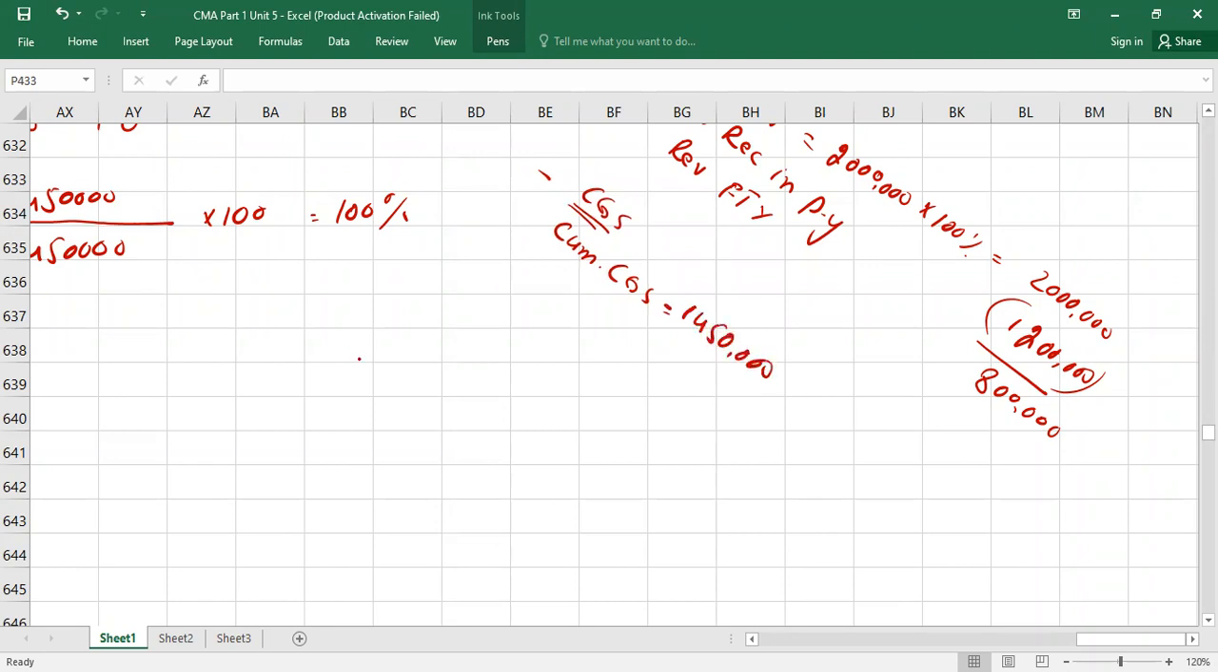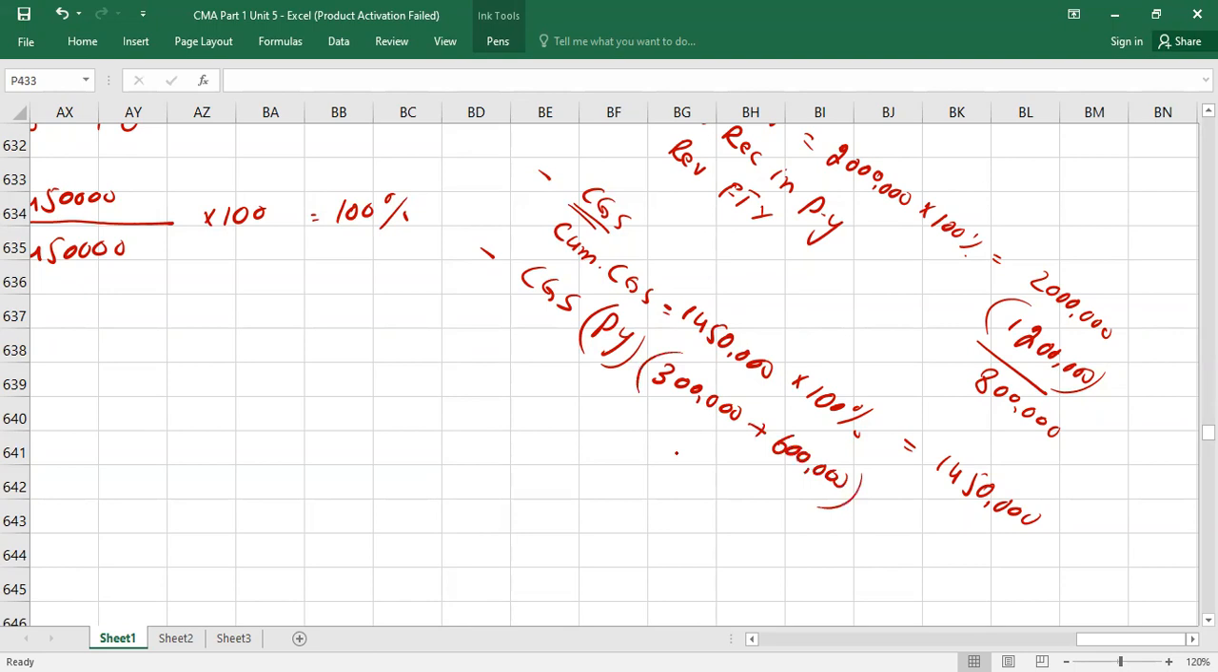1,450,000 in the current year, right? Times what? Percentage completion, which is how much? 100. So this will give you 1,450,000. From there you will deduct cost of goods sold recognized in which year? In previous year. I don't remember what was the value. I guess 300,000 recognized in the first year and 600,000 is recognized in the second year. This is what I believe these were the values.